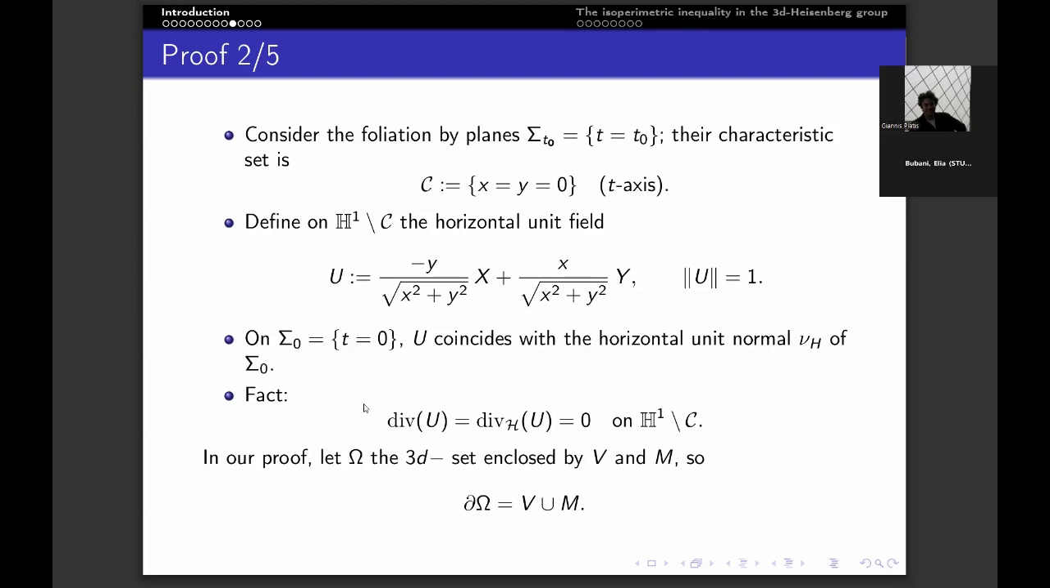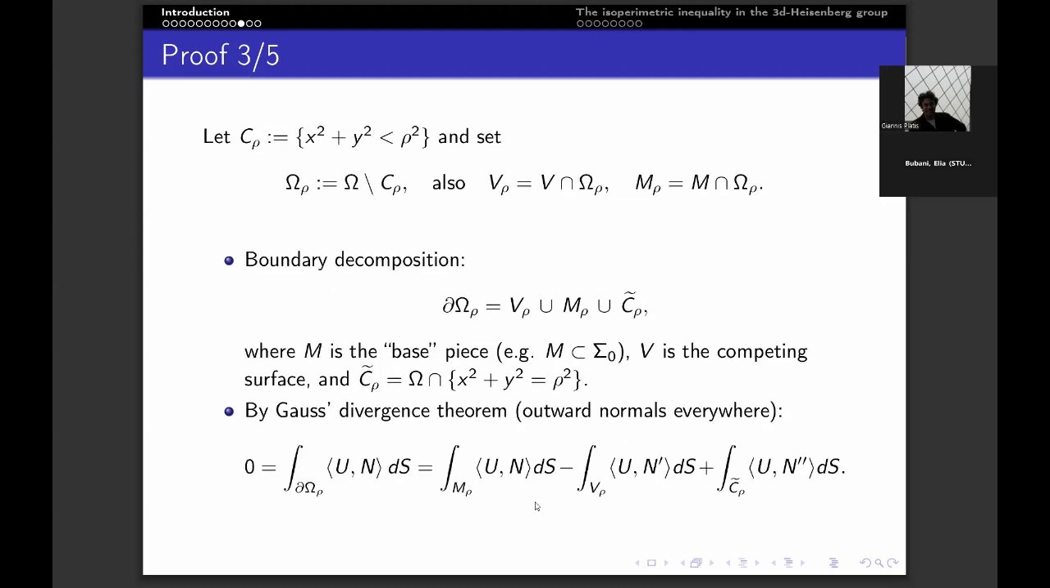And then we can choose as omega the three-dimensional set, which is enclosed by the competing set V and M, which is the base. We will see then an image. M is the base and the boundary. Then the boundary of omega has two connected components, V and M, and we can choose a cylinder, practically the interior of the cylinder here, for a radius r which is positive.